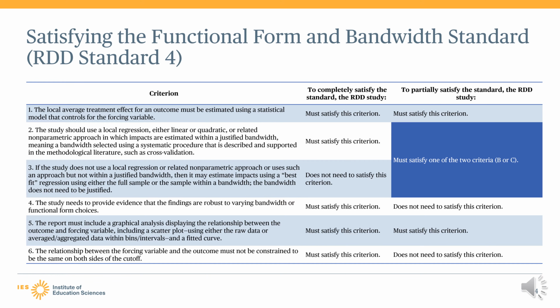Two impacts are considered to have the same significance if they are both statistically significant at the 5% significance level, or if neither of them is statistically significant at the 5% significance level. Two impacts are considered to have the same sign if they are both positive or both negative, or if one is positive and one is negative, but neither are statistically significant at the 5% significance level. For example, if the sign and significance of an impact are the same using a bandwidth selected by cross-validation and a bandwidth selected by the IK plugin procedure, then a study would satisfy Criterion D.